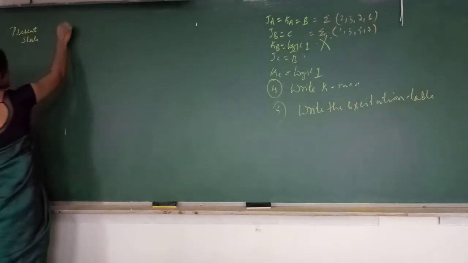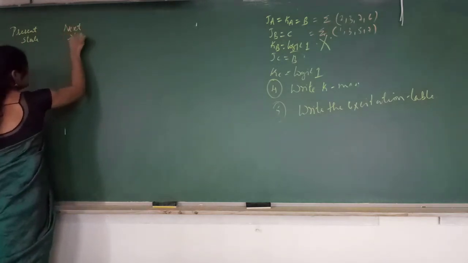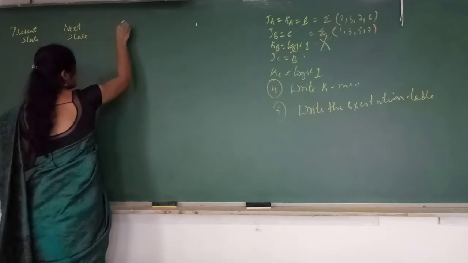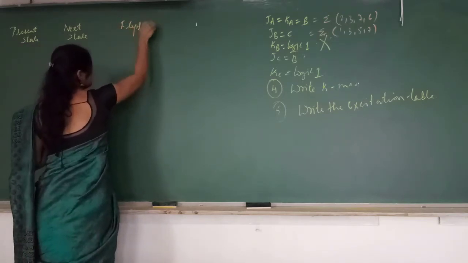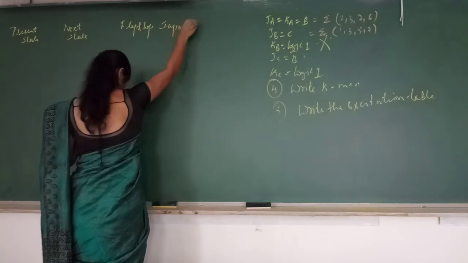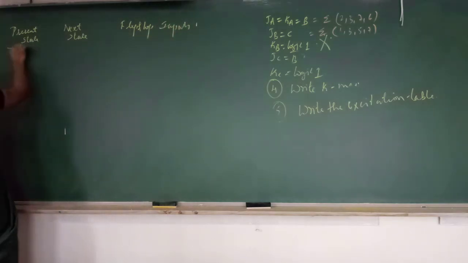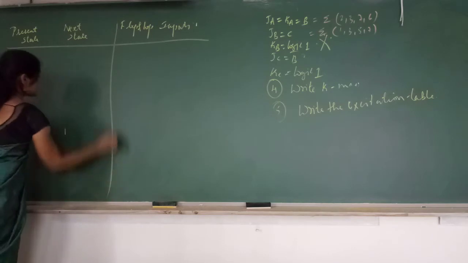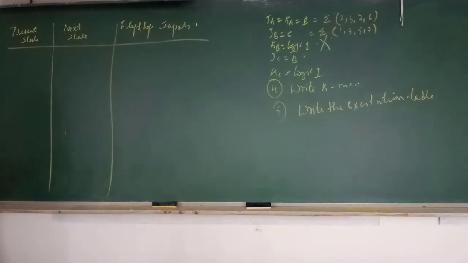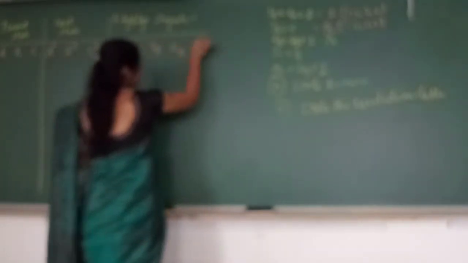Second column, next state. Third column, flip-flop inputs. Okay, so present state, next state, flip-flop inputs. So present state is what? Present state, ABC. Flip-flop outputs are denoted as ABC. So present state is ABC. Next state will be A plus, B plus, C plus. Flip-flop inputs, JA, KA, JB, KB, JC, KC.